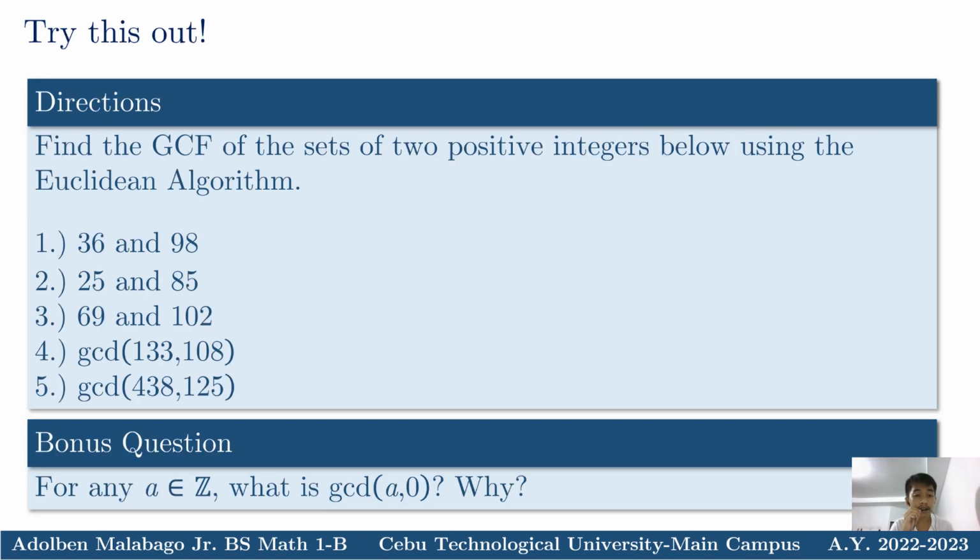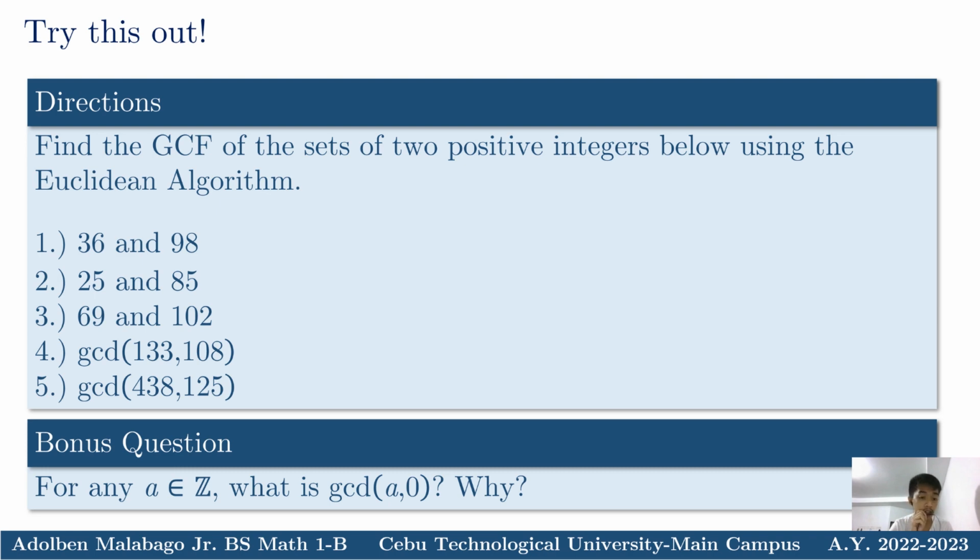After the discussions, let's try this out in the short activity below. Here are the directions: find the GCF of the sets of two positive integers below using the Euclidean algorithm. We have 5 items here: 36 and 98, 25 and 85, 69 and 102, 133 and 108, and 438 and 125. Using the Euclidean algorithm, we need to find the GCF of these sets of two positive integers.